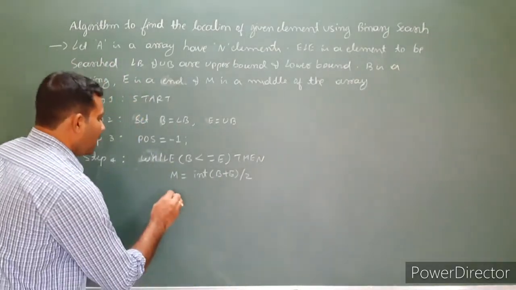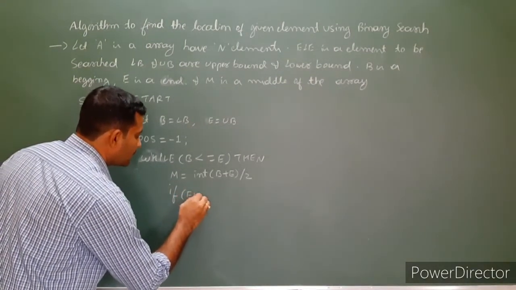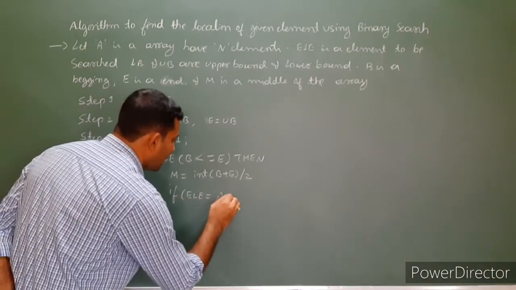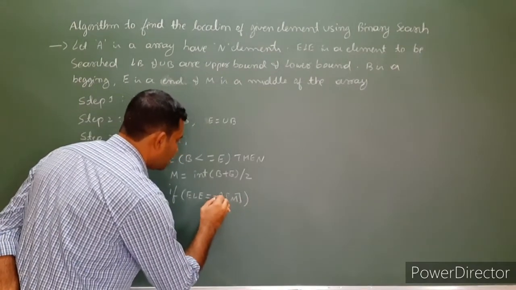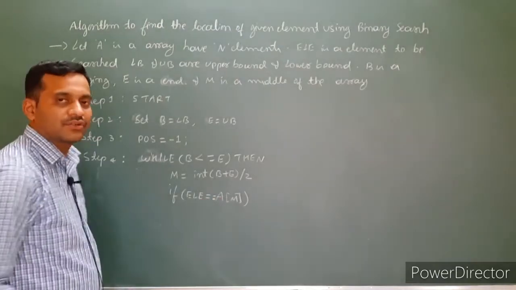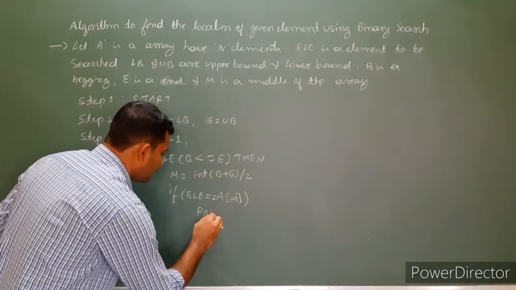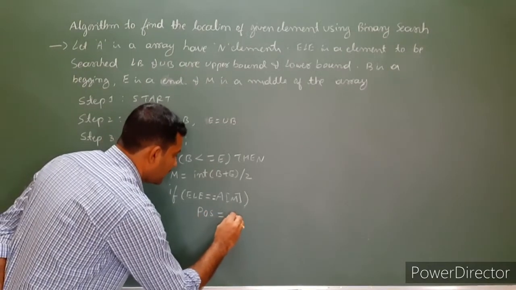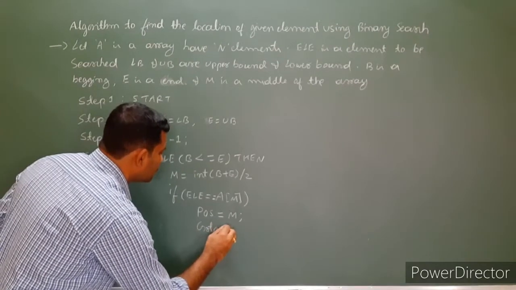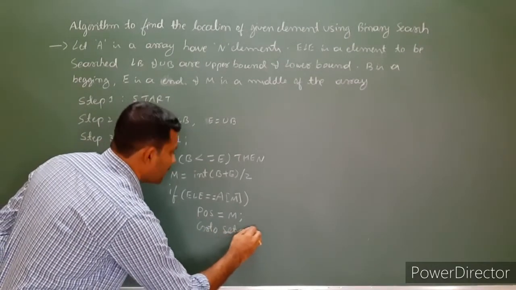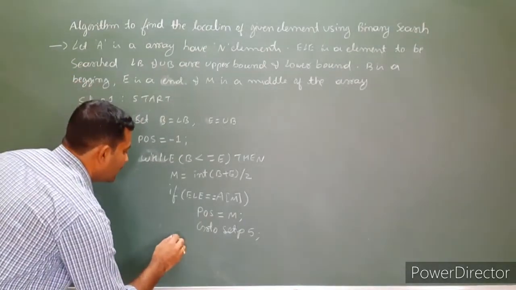Then compare: if element is equal to A of mid, note down the position which is equal to M. Then directly go to step number 5.